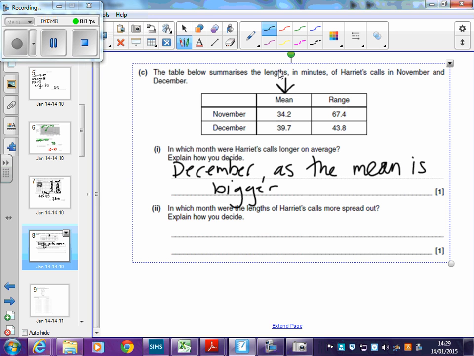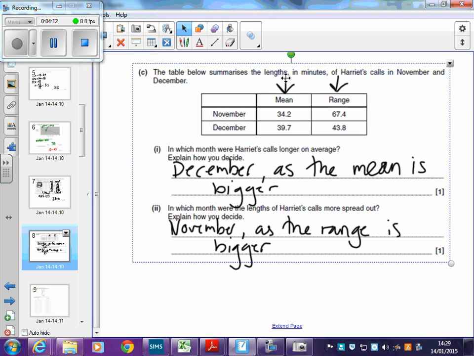In which month were the lengths of Harriet's calls more spread out? What you want to look at for this one is the range, because the range tells you how spread out something is. The bigger the number, the more spread out. So the answer for this one is November, as the range is bigger. Make sure that you're very specific with your reasons there, because you do have to be specific in order to get the marks.